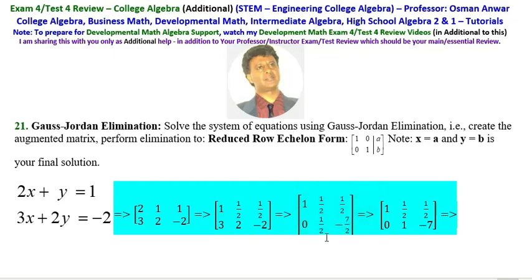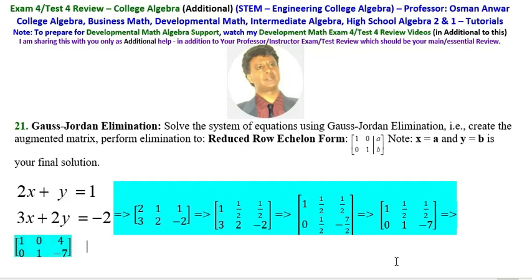Now we're going to change this to 1, multiply row number 2 by 2, and keep row number 1 as it is. So that is 1, half and half, then 2 times 0 is 0. 2 times half is 1. 2 times minus 7 over 2 is minus 7.